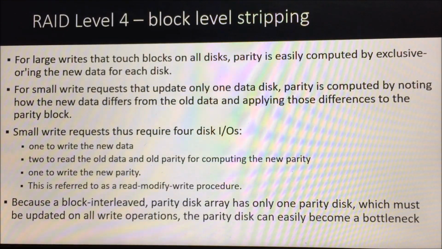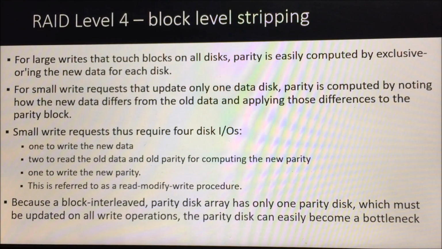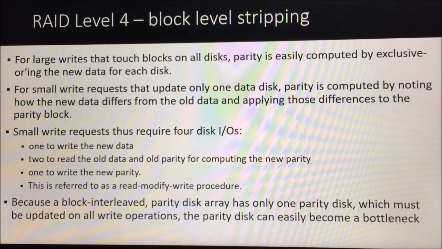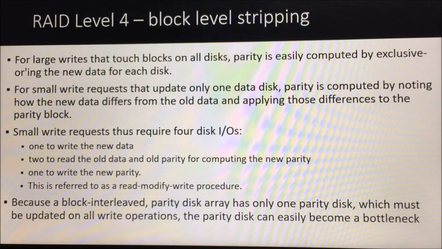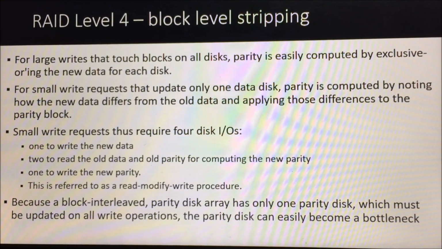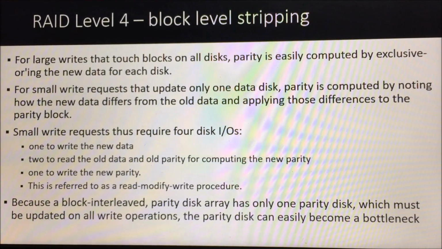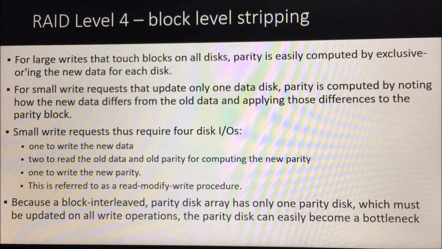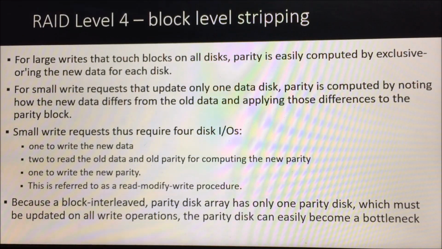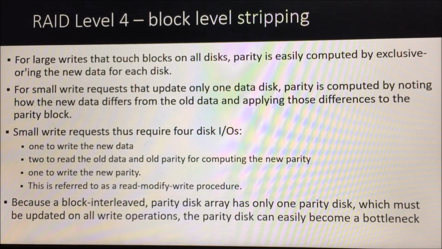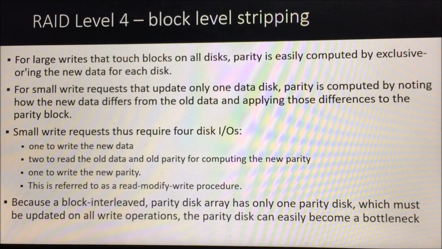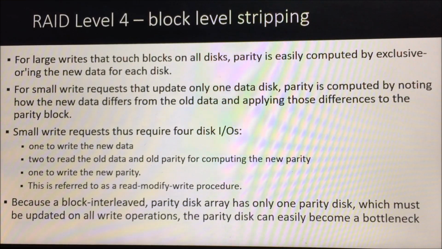In RAID level 4, in the case of write, suppose it is a large write, that is, we are going to write more data, then it may require accessing all the disks. In such a case, it is very easy. We can write the data in all the disks and at the same time update the parity disk also. But in the case of a small write request, it can be stored only in one of the data disks. But the parity depends upon the other data disks also.